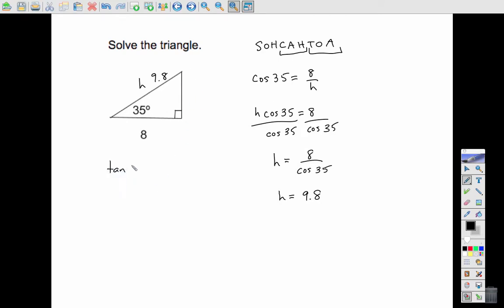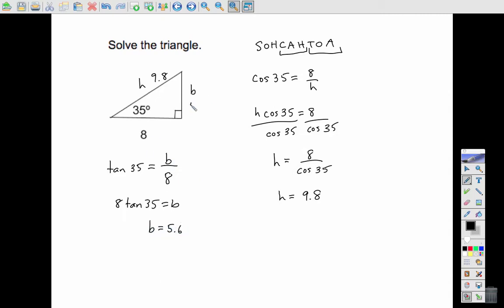So the tangent of 35 is equal to the opposite side. I'm not going to use O. Let's call that B. B over 8. Okay, and multiply both sides by 8. So 8 times the tangent of 35 equals B. So I'll put that in my calculator. 8 tangent 35 gives me about 5.6.